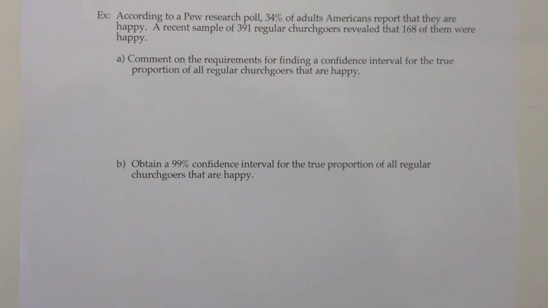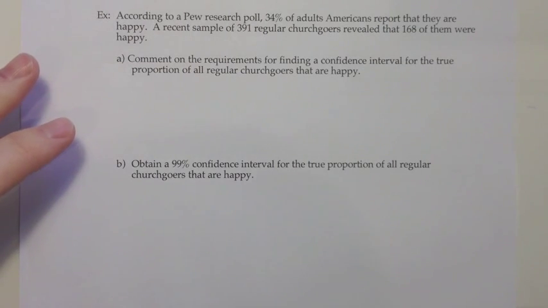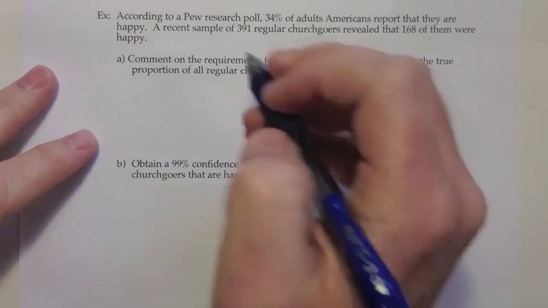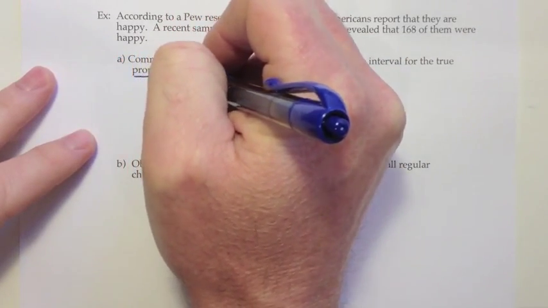According to a Pew Research poll, 34% of adult Americans report that they are happy. A recent sample of 391 regular churchgoers revealed that 168 of them were happy. Comment on the requirements for finding a confidence interval for the true proportion of all regular churchgoers that are happy. Alright, so when we start thinking about the requirements, we want to think about what type of problem we're doing. This is a confidence interval for a proportion.